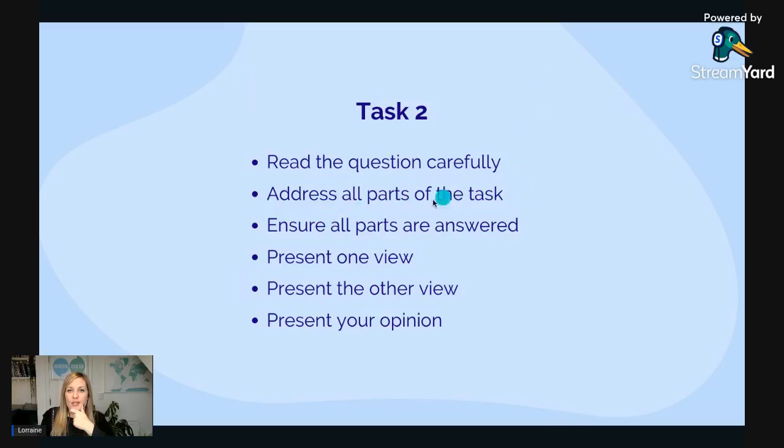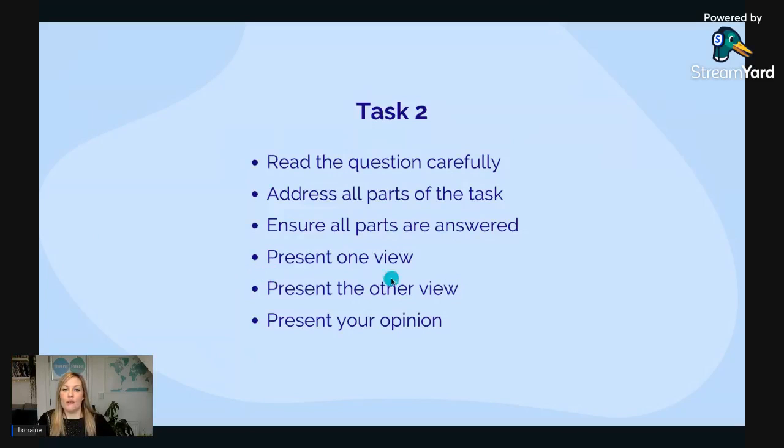Address all parts of the task. In Writing Task 2, you sometimes have two different things to answer. Well, that's clear. You can separate those paragraphs easily. But sometimes you have one big question to answer and you need to separate the points. You need to decide which point is going in paragraph 1 and which point is going in paragraph 2. Now, don't get sidetracked with one part of the task and forget to answer all of it. You need to answer both parts or all parts of the question.